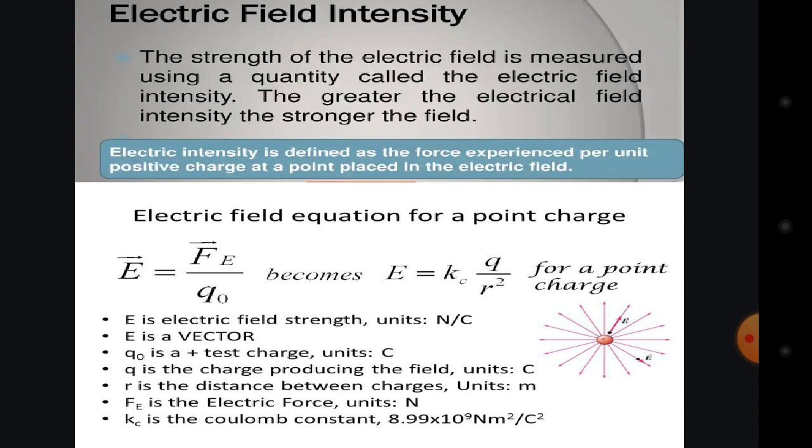So this is about the formula, and also the definition of the electric field intensity, which says electric intensity is defined as the force experienced per unit positive charge at a point placed in the electric field. That is the electric field equation for a point charge, so normally this formula is used for a point charge.